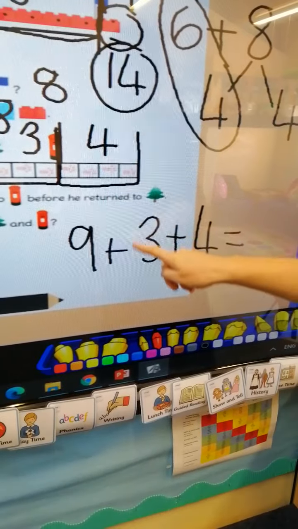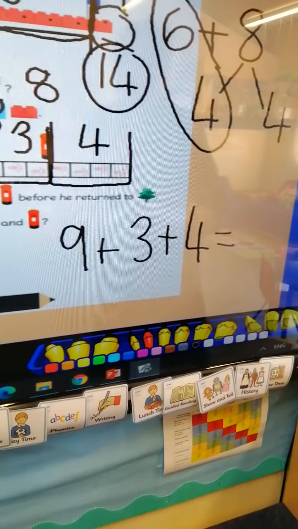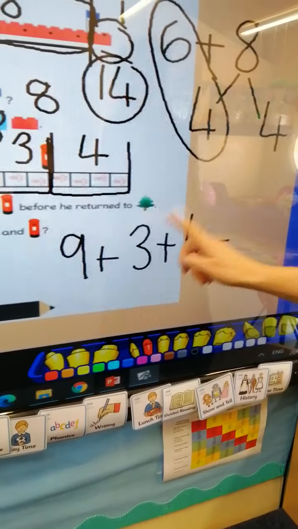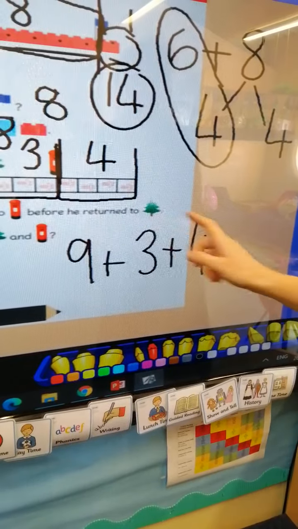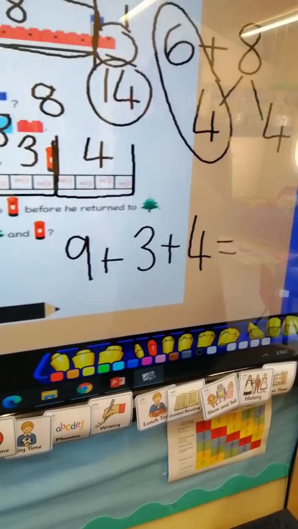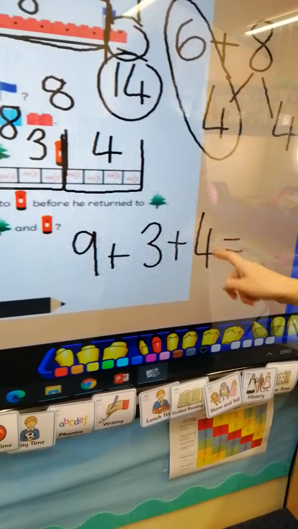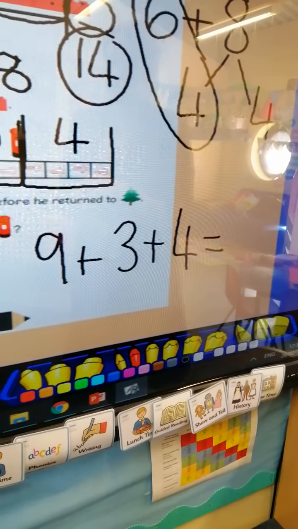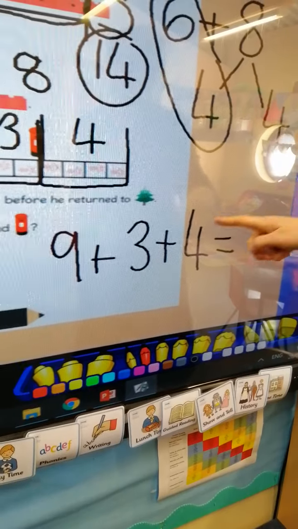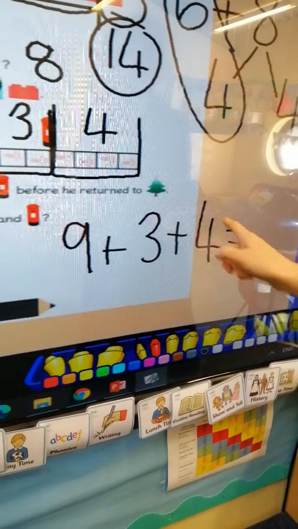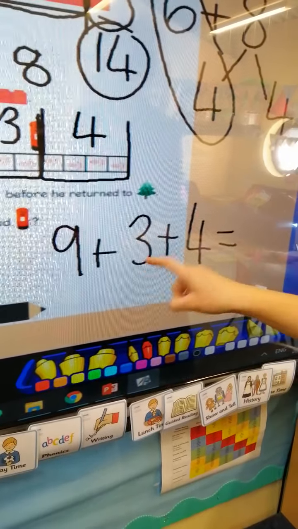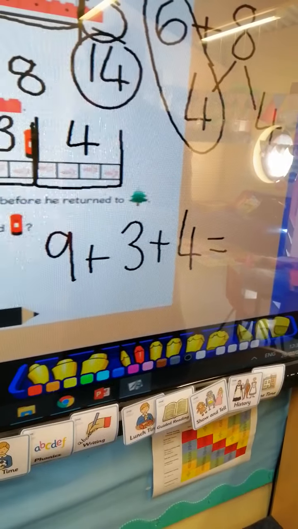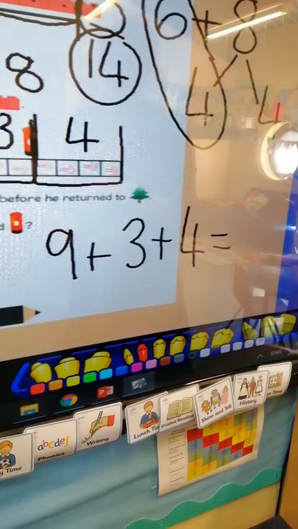Oh, this is a near double. Look, if it was 3 and 3, it'd be 6. If it was 4 and 4, it would be 8. So it's between those numbers. It's 1 more than 3 and 3, and it's 1 less than double 4. What's double 3? Double 3 is 6. It's 1 more than 6. What's double 4? Double 4 is 8, but look, it's 1 less than 8. So what's 1 more than 6, but 1 less than 8?